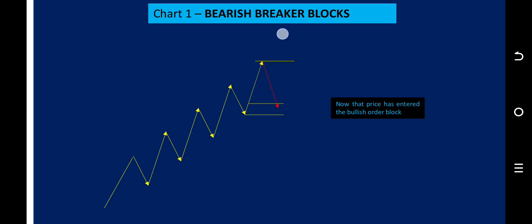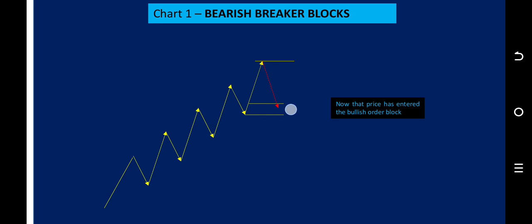Now, in a situation where price comes into this order block, and this order block fails to push price upwards, this is a breaker block. When this order block fails to push price upward, maybe price went through it, then this order block is referred to as a breaker block.